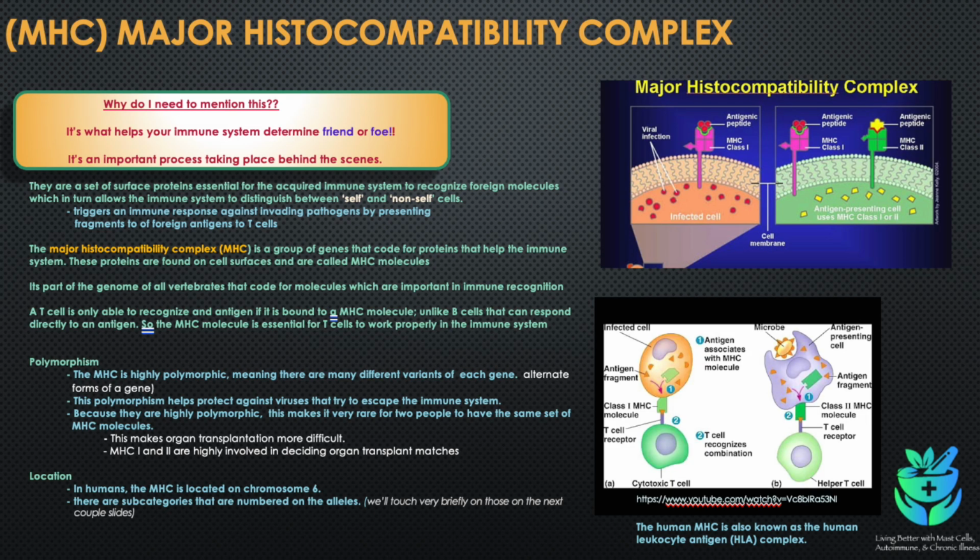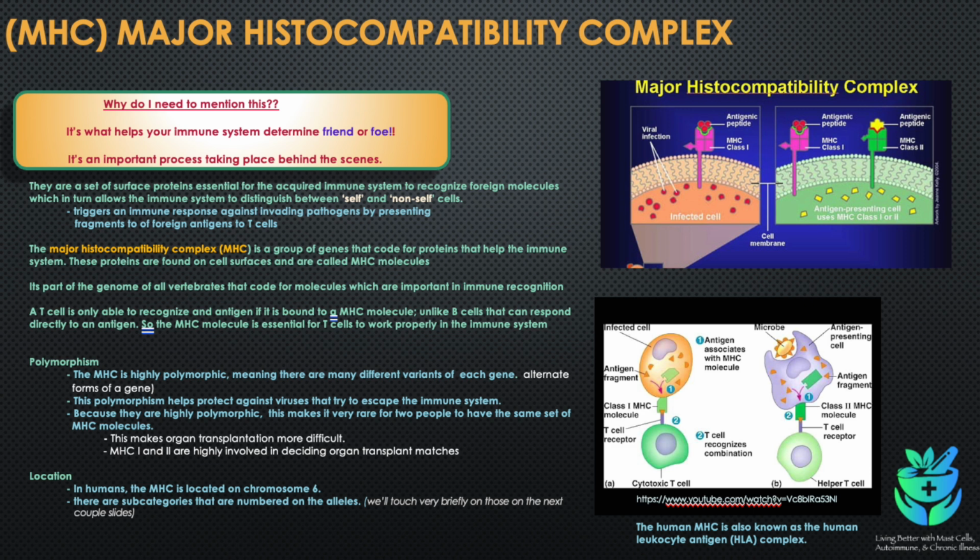The major histocompatibility complex. I actually tried to figure out the best way to go about teaching this, whether I should put it before or after we discuss the B cells and T cells. But the reason I need to teach you this is because it's how the B and T cells communicate and allows the T cells to recognize and respond to foreign material, triggering an immune response. It's what helps your immune system determine friend or foe. So this is what helps your immune tolerance, whether your immune system is going to attack you or just the foreign invaders.